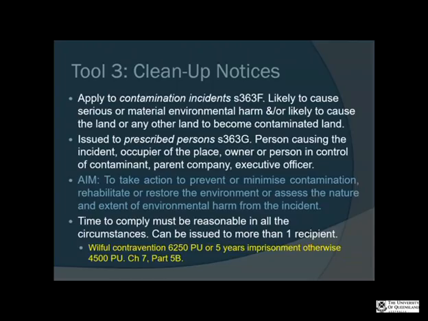Another tool that is used here, particularly for contamination incidents and pollution incidents, is a clean-up notice. So a contamination incident has occurred. It's likely to cause serious or material environmental harm, so it can't just be left. It's almost like the Sydney Harbour example, only much more immediate. We know it's happened. We've identified that this contamination incident has happened, and we've said it's either going to cause serious or material environmental harm, or it's likely to cause the land or any other land to become contaminated land.